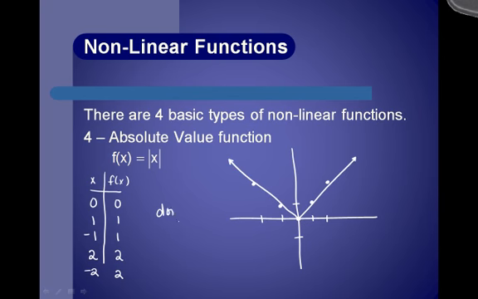The domain for this absolute value is going to be all real numbers. We could plug in whatever number we wanted for x. But the range, notice there are no range values down here in the negatives, so the range would be all y's greater than or equal to 0. We're going to use these four basic types of nonlinear functions when we start doing graphs.